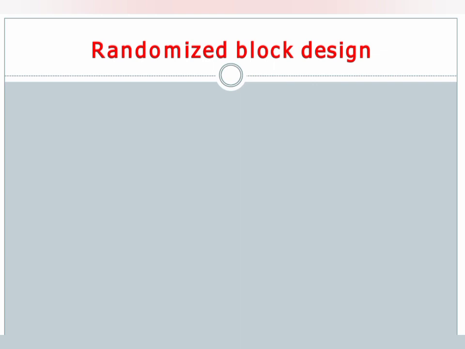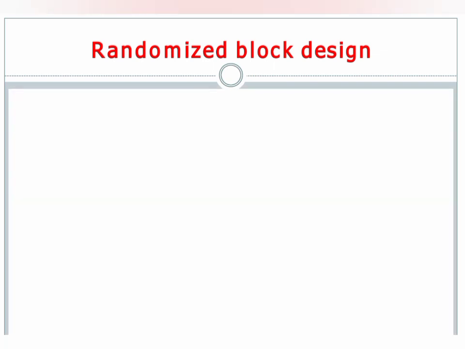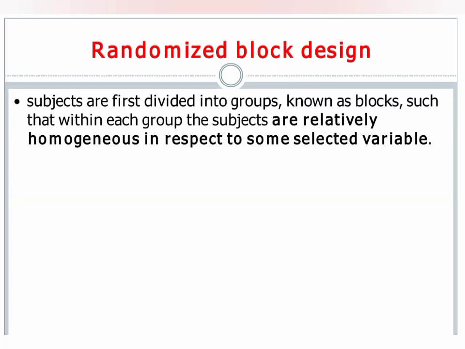So next one is a randomized block design. In this design, the subjects are first divided into groups known as blocks, such that within each group the subjects are relatively homogeneous in respect to some selected variable.